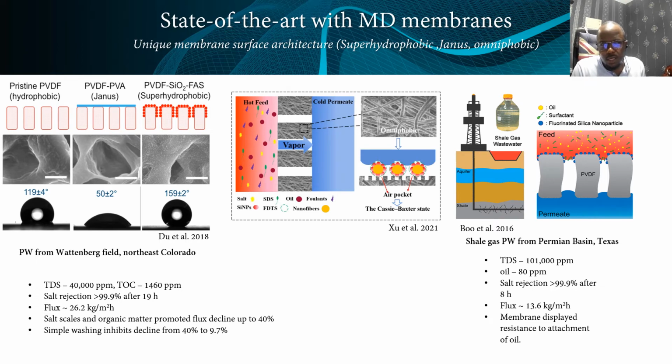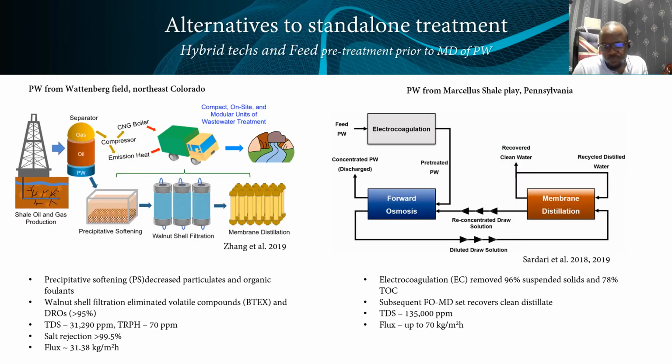In these classes, there is a range of nanoparticles used to create these kinds of structures on the surface of the membrane. Organic, inorganic, and even metal nanoparticles have been used. Here we quickly also see the alternatives to standalone treatment. We've seen that standalone treatment could invariably mean lower flux, and the process of making those surface architectures takes a lot of time, and some of the materials are quite expensive.